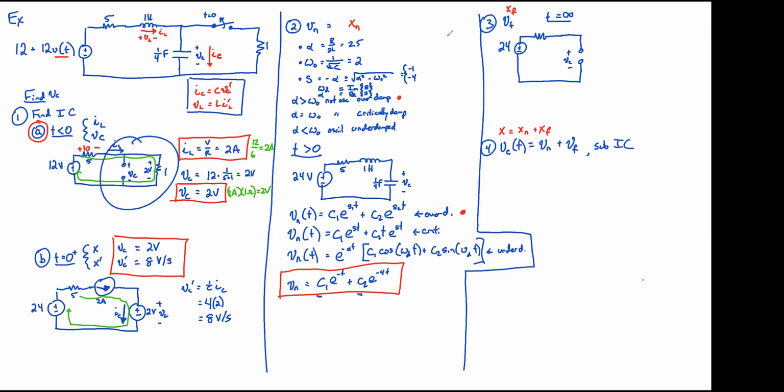Aiden, can you tell me what VC is, what your forced solution is? It should be 24. It's got to be, no matter what this resistance is. It happened to be 5, but your forced solution is going to be 24 volts. And again, it's the voltage across the capacitor, because that's what we were asked to find. We weren't asked to find the current through the inductor.